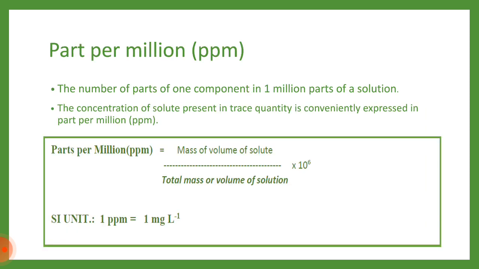Part per million, ppm. Number of part of one component in 1 million part of a solution. Concentration of solute present in trace quantities is conveniently expressed in part per million, ppm. Formula of part per million ppm is mass or volume of solute divided by total mass or volume of solution multiplied by 10 raised to 6. SI unit of part per million is 1 milligram per liter.